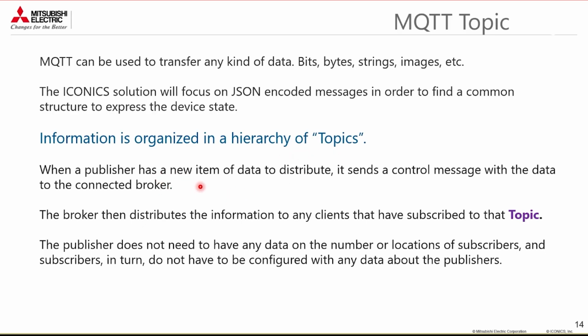So when a publisher has some new item of data that they want to distribute, they will send a control message with the data to the connected broker. The broker will then distribute the information to any client that has subscribed to that topic. So the publisher doesn't need to have any data on the number or locations of the subscribers, and the subscriber in turn doesn't need to configure any data about the publishers. So it's very clear cut between them.